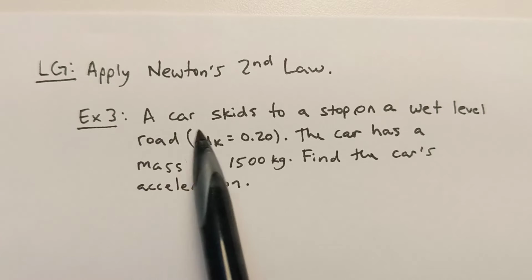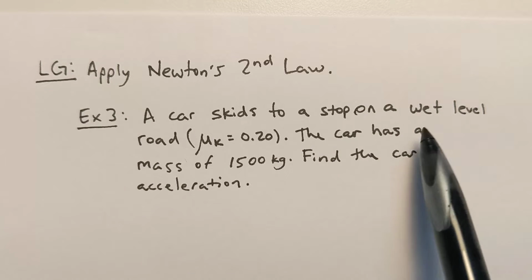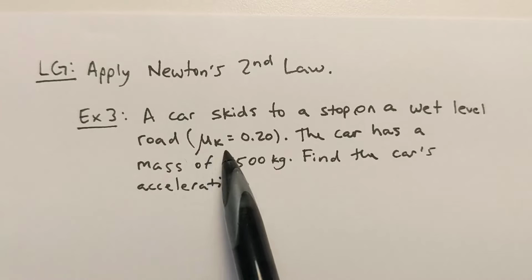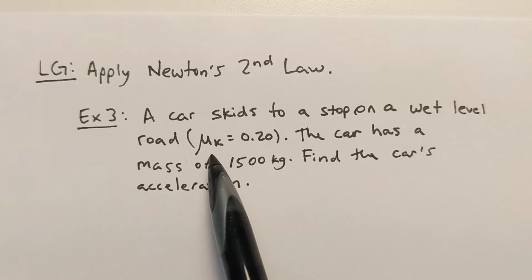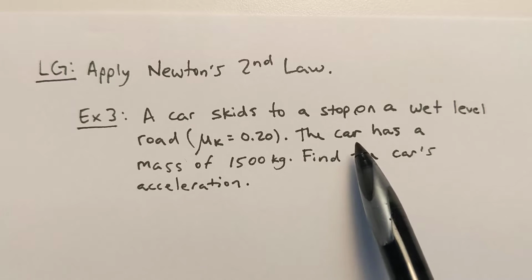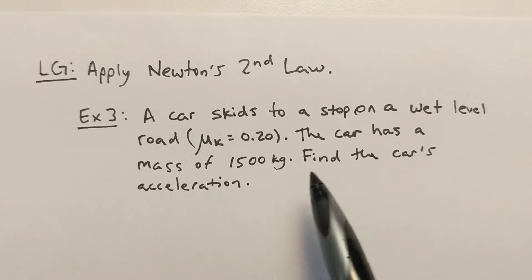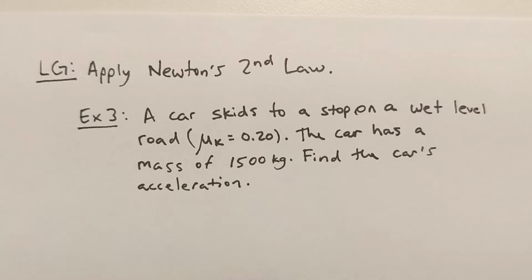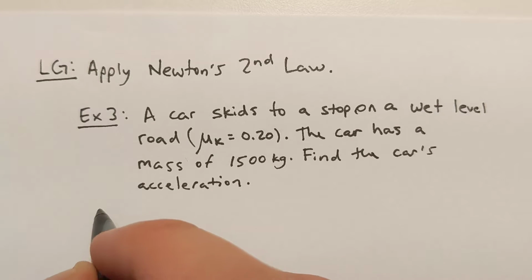It says, a car skids to a stop on a wet level road. The coefficient of kinetic friction between the car's tires and the road is 0.20. The car has a mass of 1,500 kilograms. Find the car's acceleration. Okay, so again, we're going to follow the same steps that we've been following.